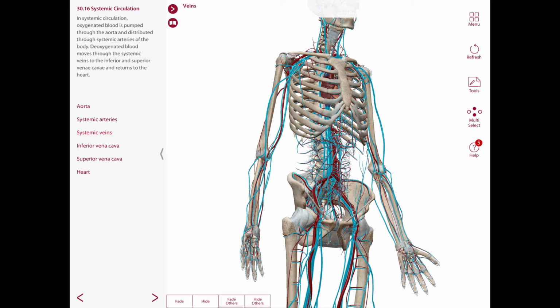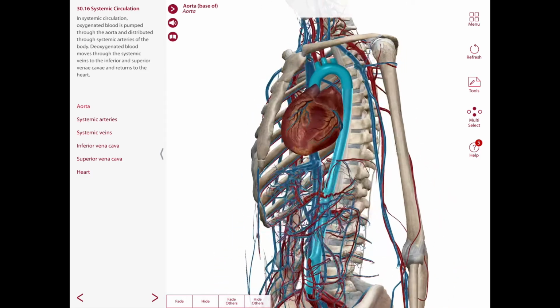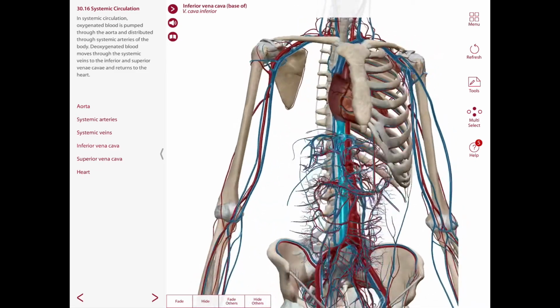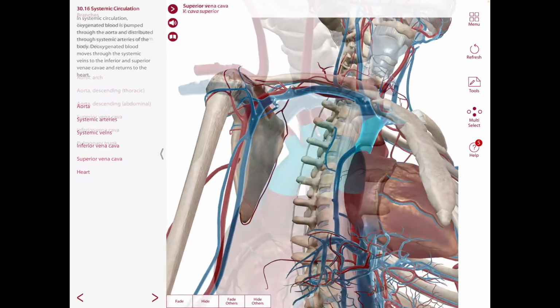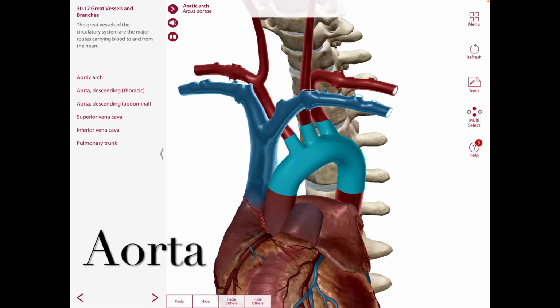And remember, this blood is going to be mostly deoxygenated. Some of the most important arteries and veins that are attached to your heart are the aorta, also the inferior vena cava and the superior vena cava.